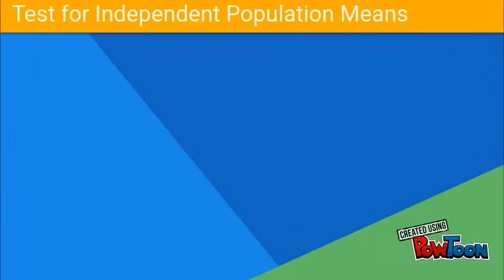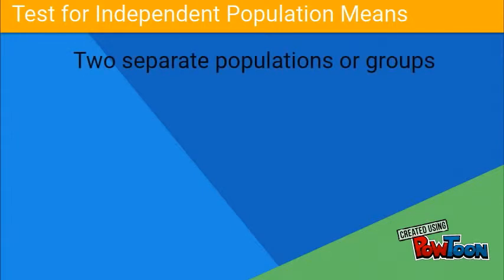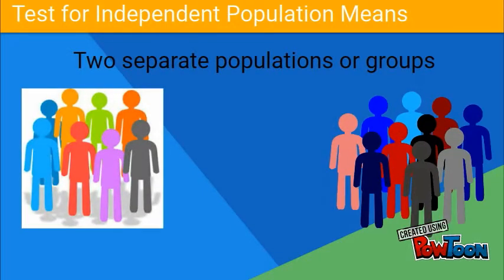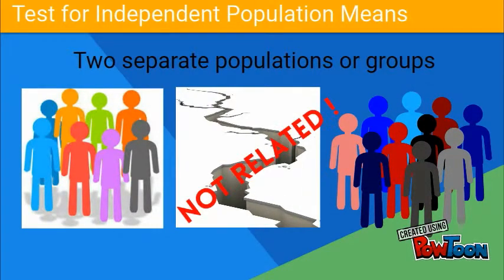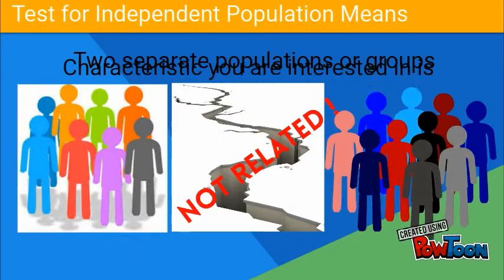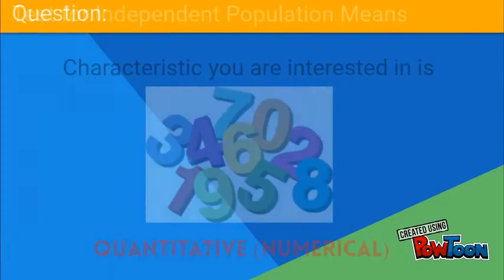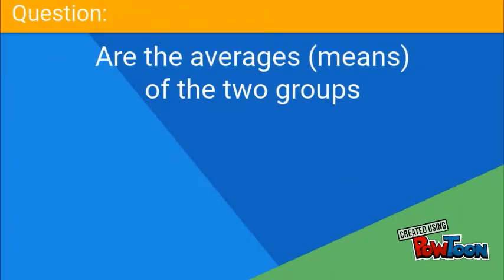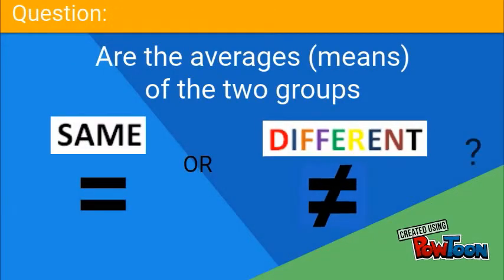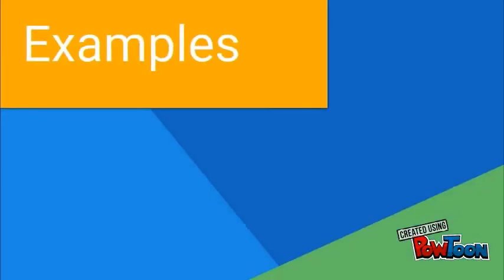This hypothesis test is used when you have two separate populations or groups that are not related to one another. Furthermore, the characteristic of these groups that you are interested in is quantitative, that is numerical, and you want to know if the averages or means of the two populations are the same or different. Here are some examples in which a test for two independent population means can be used. Note the different ways in which the questions can be asked.